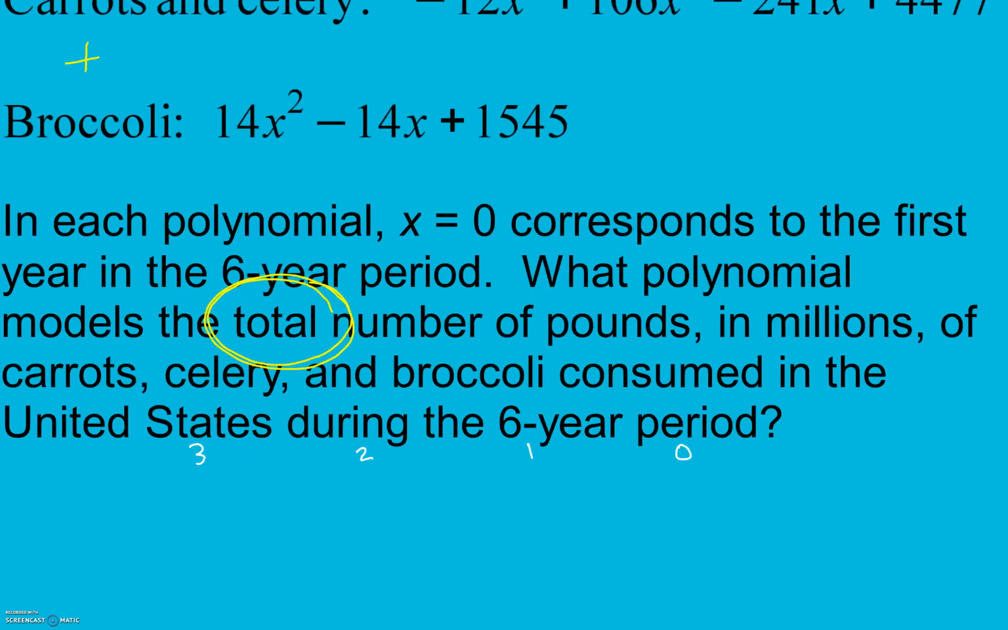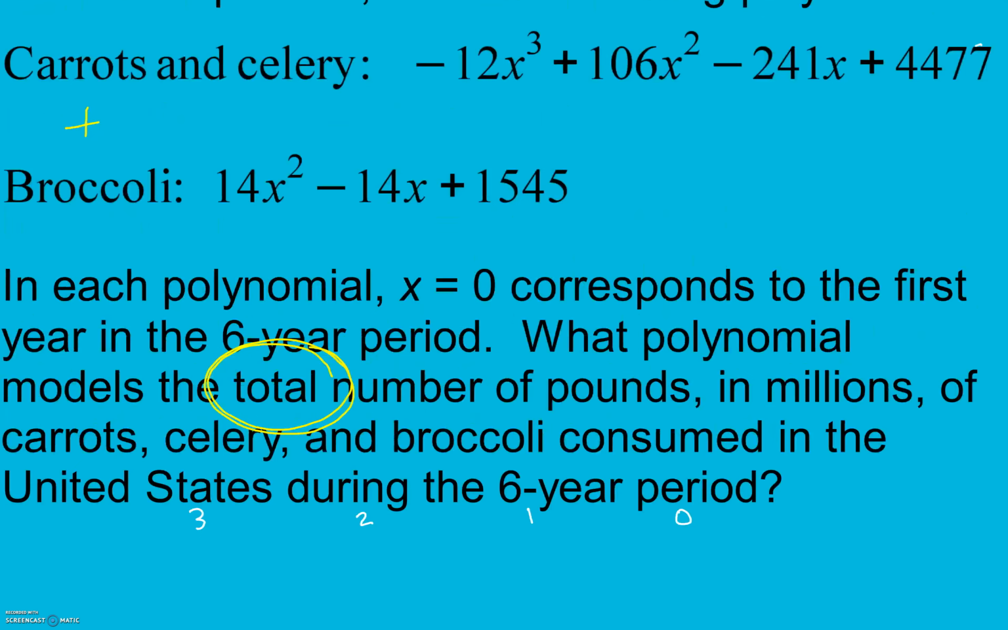So I'm going to fill in my spots here. Carrots and celery, we'll do green. Negative 12x cubed. 106x squared. Here my degree is 1, so I put it in my degree 1 column. And 4477 is my constant. And again, all of the things in one polynomial get one row.